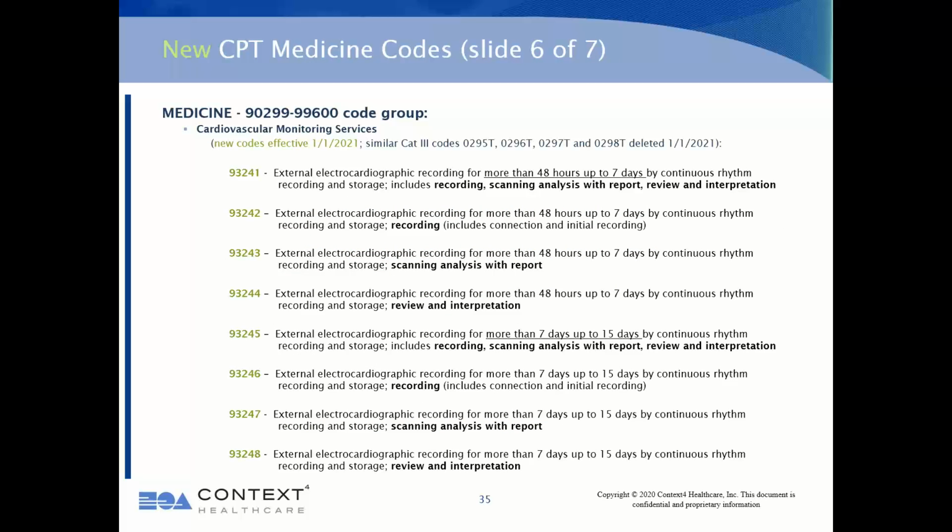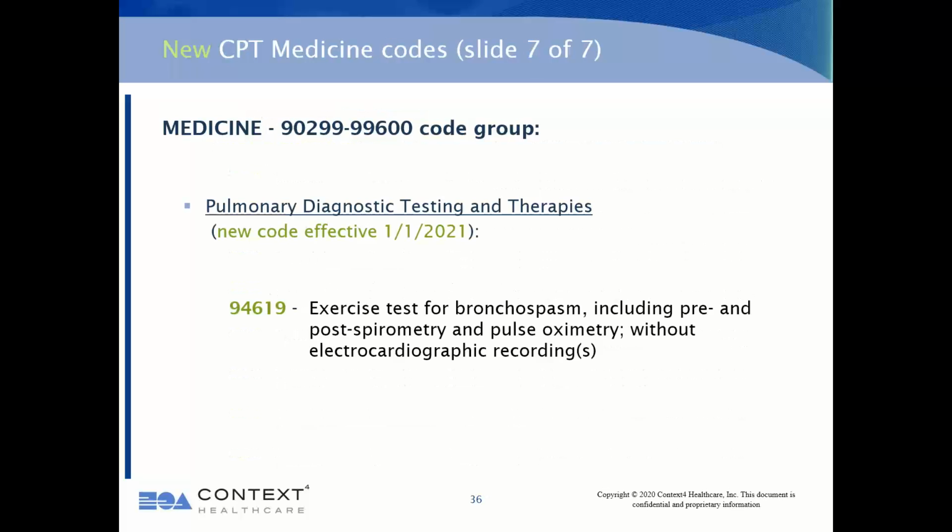In 2020, this group of cardiovascular monitoring services are reported with Category 3 codes, but this Category 3 code series 0295T through 0298T will be deleted for 2021. 93241 and 93245 are for billing the entire monitoring service, whether 2 to 7 days in duration for 93241 or for 7 to 15 days, code 93245. The other codes here allow separate billing when only a component of the monitoring service was provided.